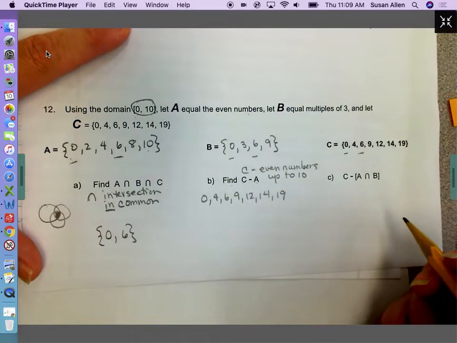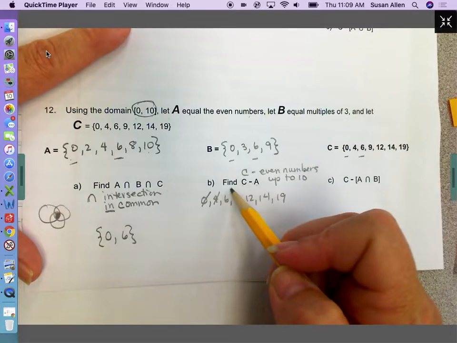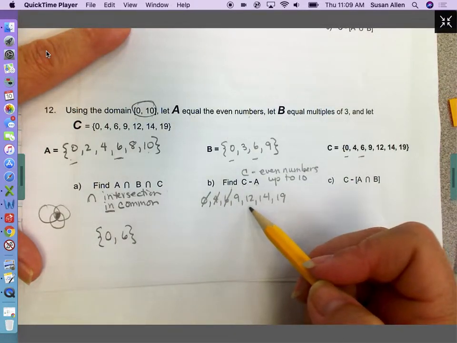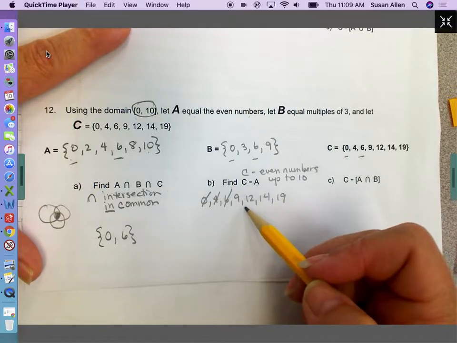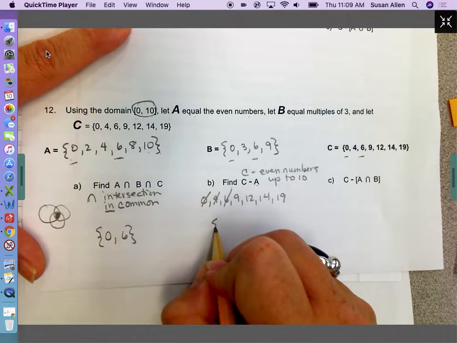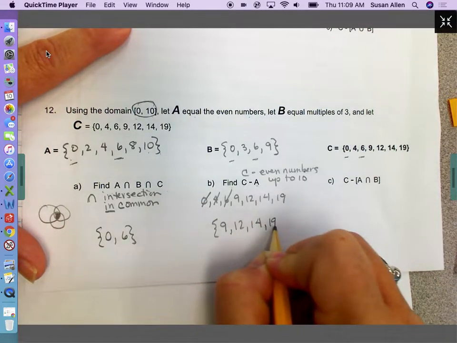So if I take out the even numbers up to 10, I'm going to take out 0 and 4 and 6, and I'm going to stop and not take out 12 because it's above 10, and A only contains even numbers up to 10. So my resulting set would be 9, 12, 14, and 19.